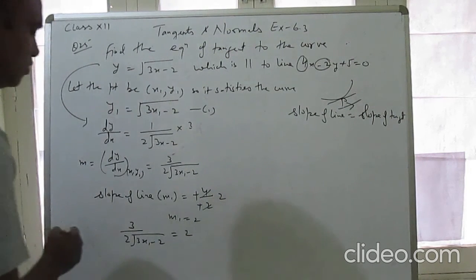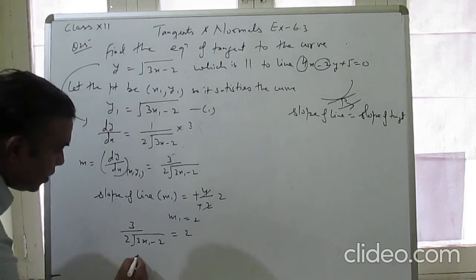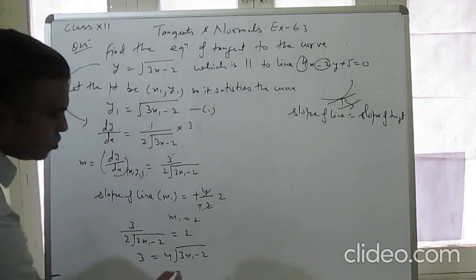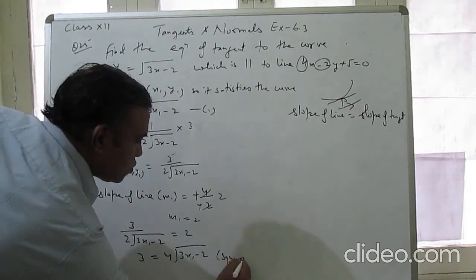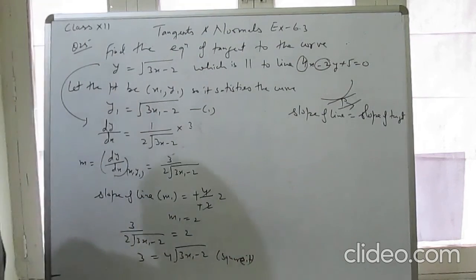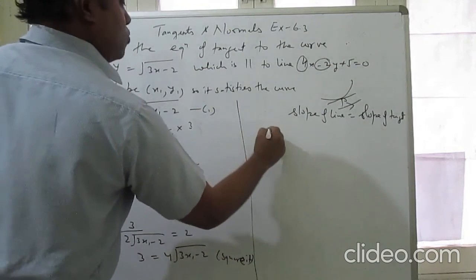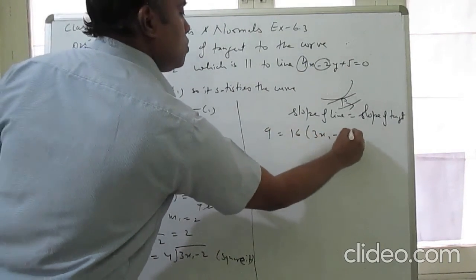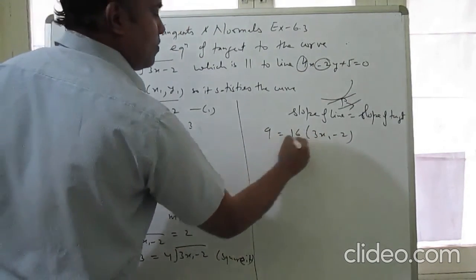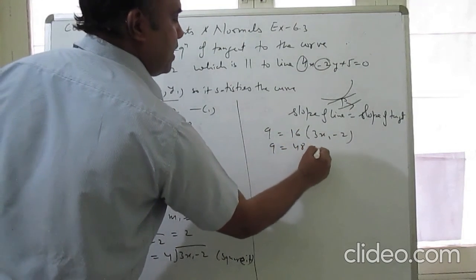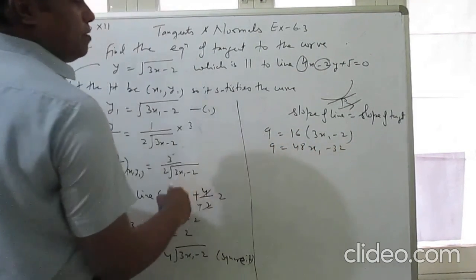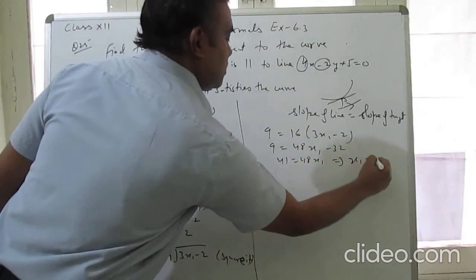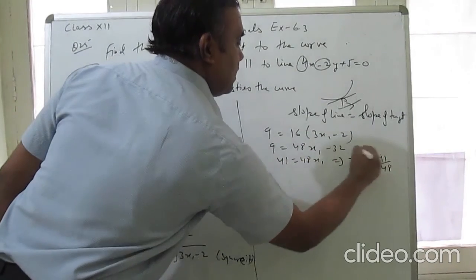Now cross multiply, you will get 3 is equal to 4 under root 3x1 minus 2. Squaring both sides, 3 squared is 9, 4 squared is 16, and the root goes away, 3x1 minus 2. Now if you multiply, 9 is equal to 48x1 minus 32. 32 comes to that side, 41 is equal to 48x1. This implies x1 is equal to 41 upon 48.